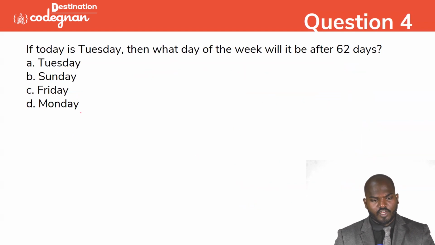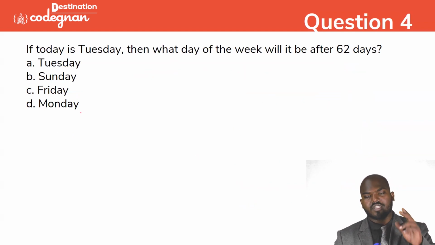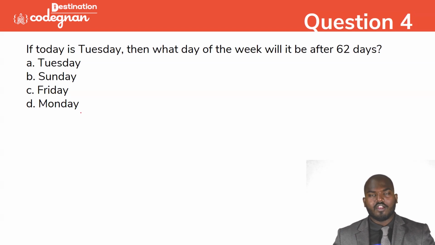You need to think a little bit of logic, and you can get the answer very, very easily in this particular topic. So going to the next question: if today is Tuesday, what day of the week will it be after 62 days? That is my question. How can I solve this one? If today is a Tuesday, then what day of the week will it be after 62 days? Let me check it out.